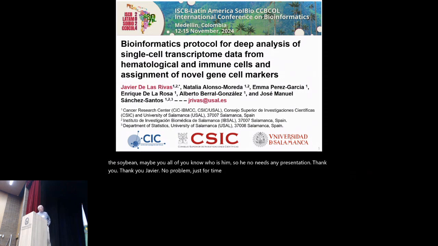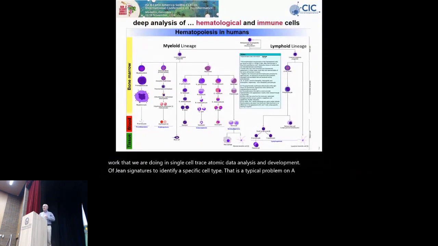Okay, I'm going to tell you today about the work that we are doing in single-cell transcriptomic data analysis and development of gene signatures to identify specific cell types. That is a typical problem on single-cell analysis. And this is focused on the analysis of hematological and immune cells, because we work with cancer cells and tumor, and we try to investigate the complexity of the tumor and how the different cell types, immune and hematological, are involved in the tumor environment.